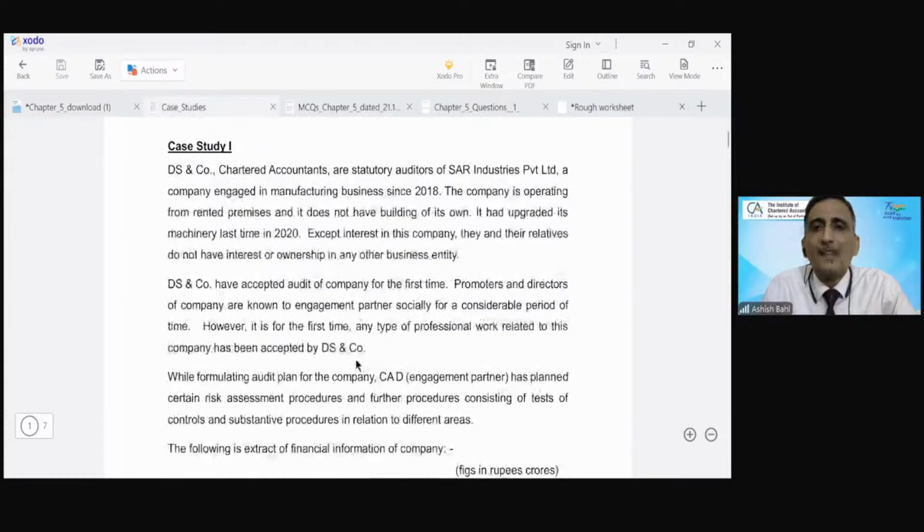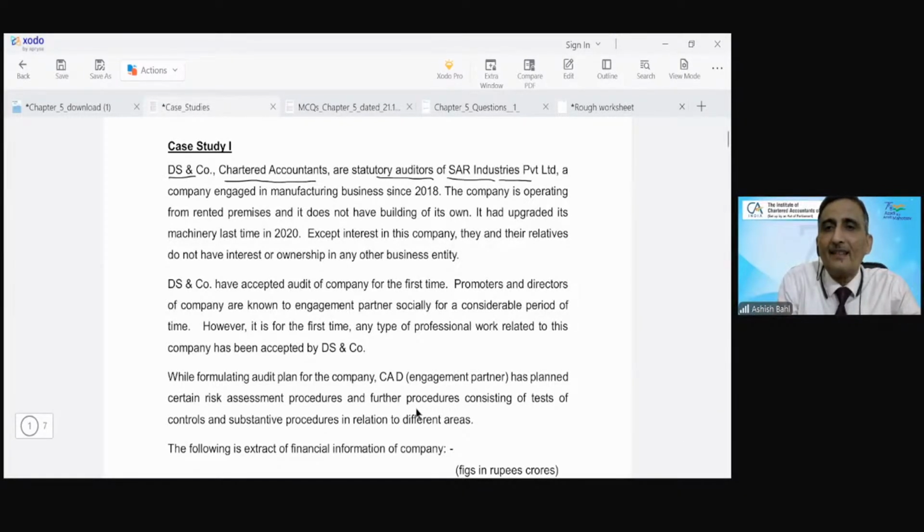So read this case study. The first para is this, and thereafter I'll be scrolling. DS and Company, Chartered Accountants, are statutory auditors of SAR Industries Private Limited. So the case study states that there is a firm of chartered accountants who are statutory auditors of one private company.